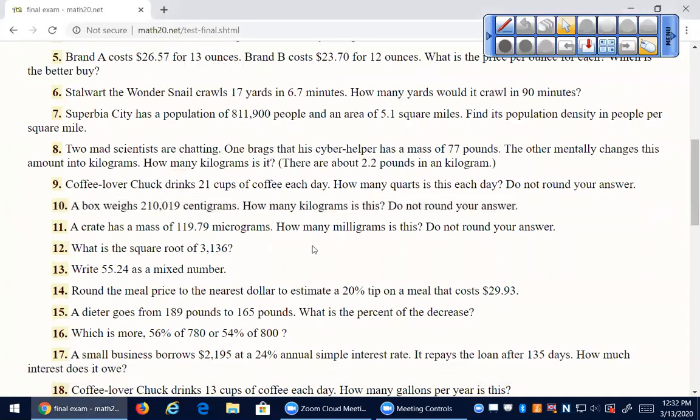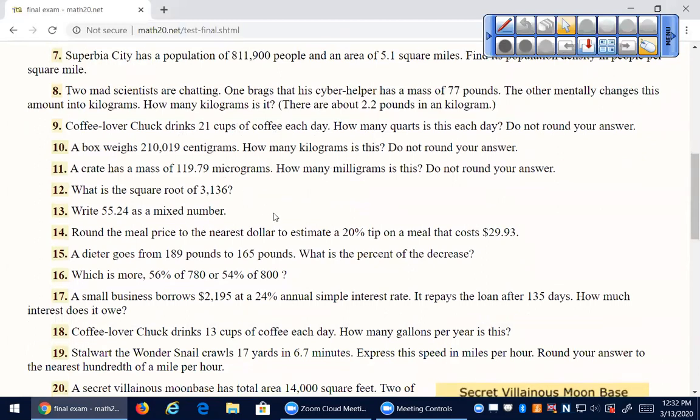Okay, square root of 3136. Calculator. Yes, you have your calculator do that. That's all we need you to do in Math 20. Do you need help making sure your calculator can do that over here? No, okay. 3136. It's 56.